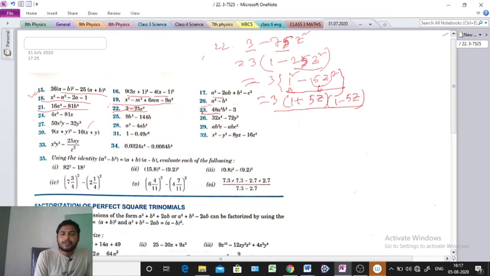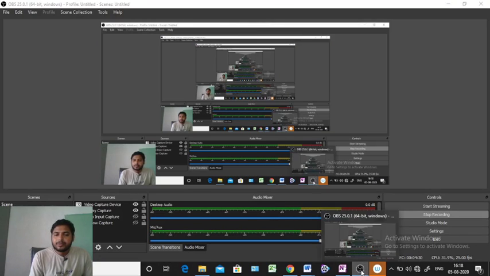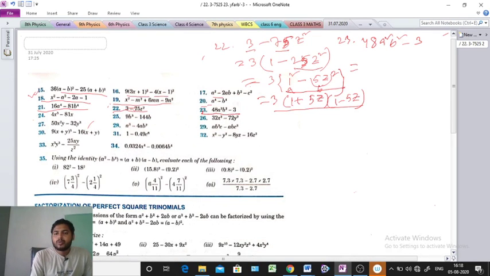Number 23: 48 a square b square minus 3. This is the question. What to do, sir? At first try it. See, is any common portion there? Yes, sir, common portion is there. Here 48 and here 3. We can take 3 common. After taking common, what are we getting? 48 divided by 3 means 16, since 16 times 3 is 48. So 16 a square b square will come. Clear or not? Next, minus 3, already taken, so 1 will come.